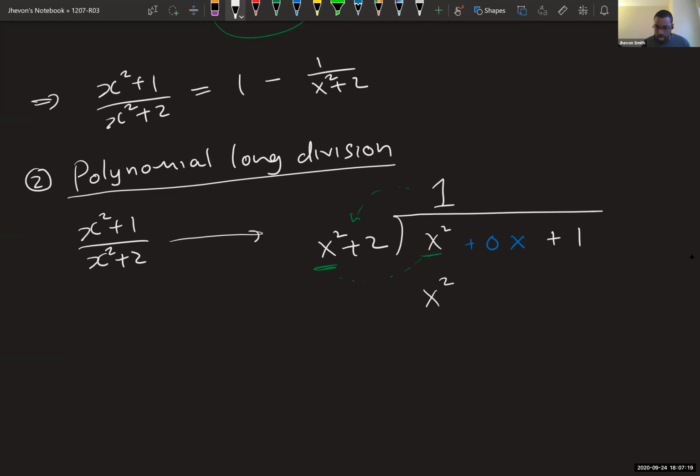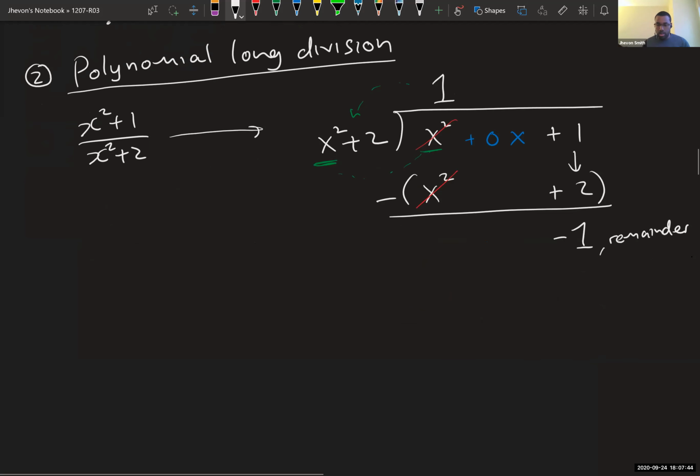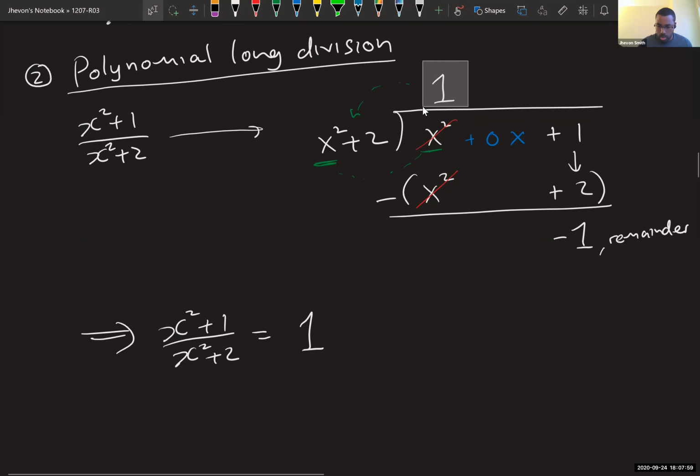So it's 1 times x squared is x squared. 1 times the 2 is going to give me a plus 2. And then I'm going to subtract that from the above. You'll notice that the x squares now die. And I would have the plus 1 minus 2, so I would have minus 1. And that guy is going to be the remainder. And so this means that x squared plus 1 over x squared plus 2 is actually 1, namely this one up here.